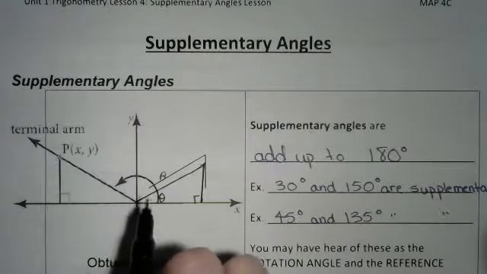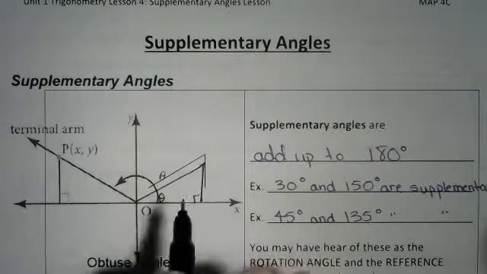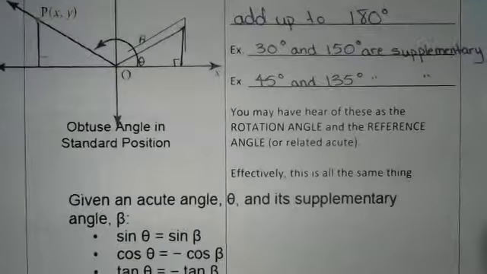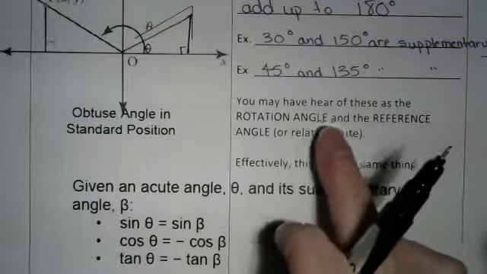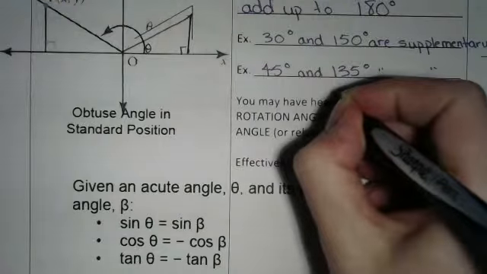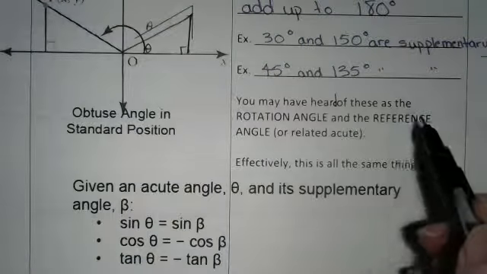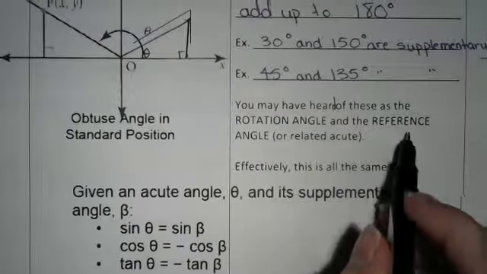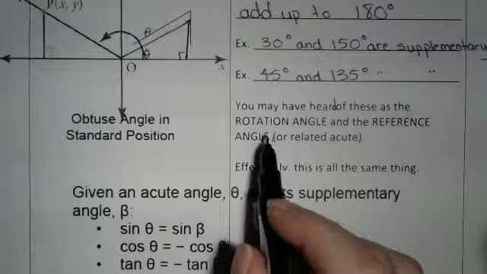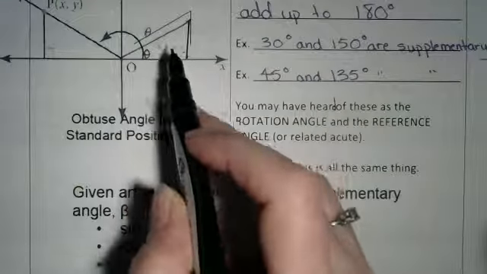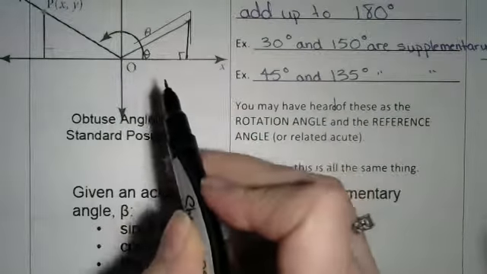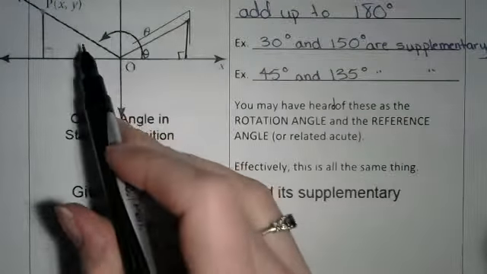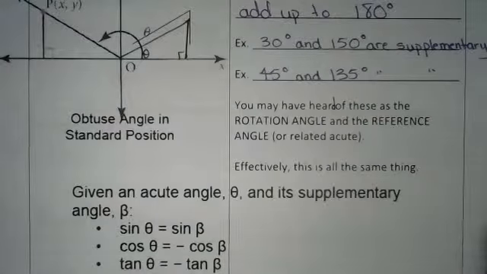Okay. We're going to look at the relationship between the triangle in this quadrant and the similar triangle that is created in this quadrant. So you may have heard of these as the rotation angle and the reference angle. So the reference angle is the acute angle. And we call it the reference angle because this is essentially the triangle that we use, just in a different quadrant. And the rotation angle is the angle that we're using in the obtuse sense.